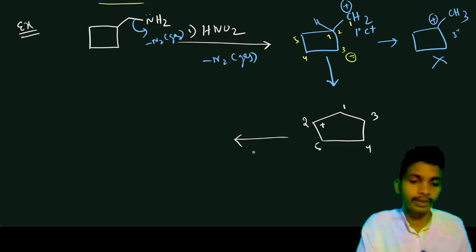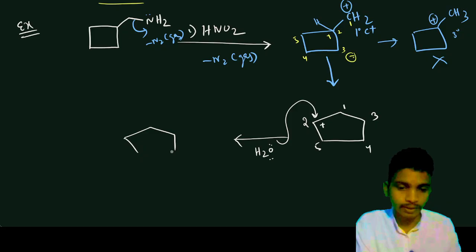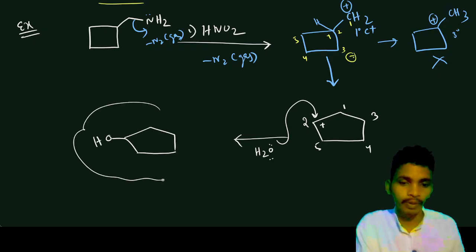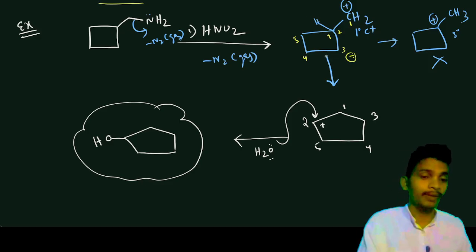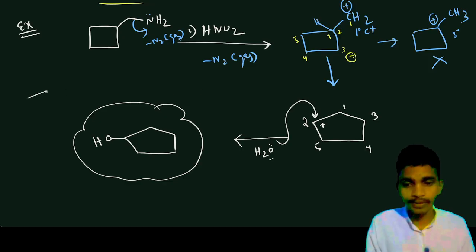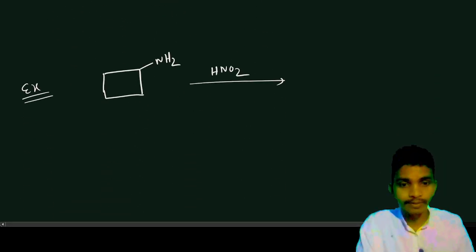Now water is there, so water will attack this positive charge, so we will get the product as this one, OH. So this is the final product for this question. If you are confused about this ring expansion, please look at my previous class, where I explained how ring expansions happen. We just give the names, and we make the positive and negative charges, because a bond means positive and negative.